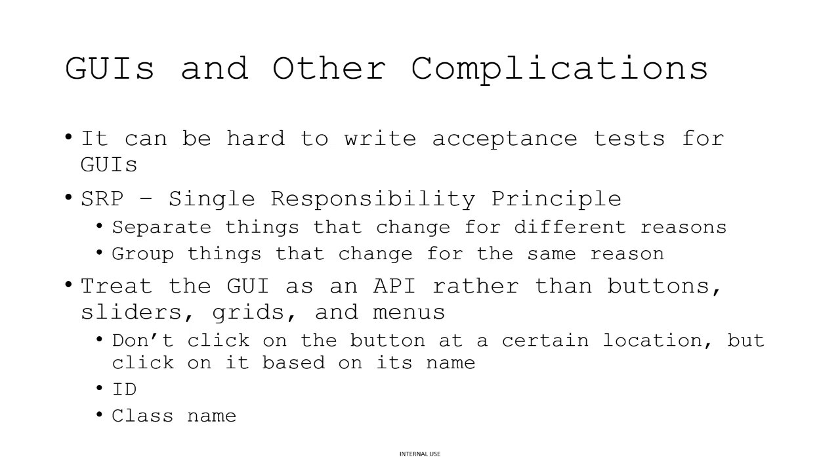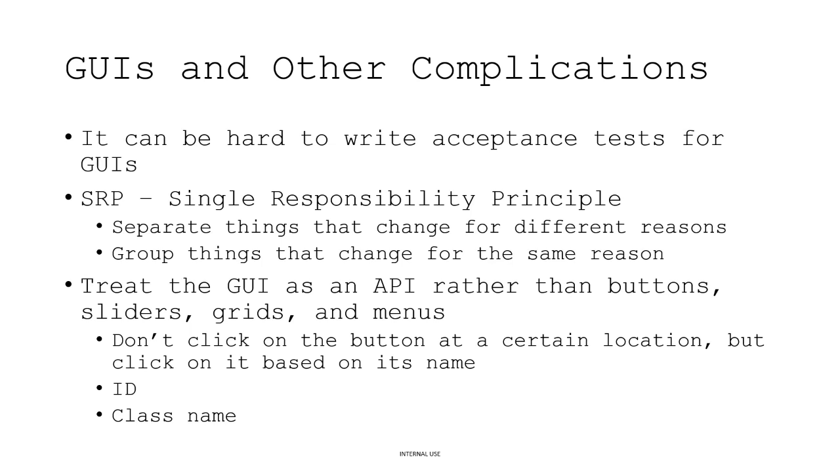So Uncle Bob advocates for this single responsibility principle. We've talked about this in his other book, where he basically says in your test, you should separate things that change for different reasons, and you should group things that change for the same reason. Essentially, you want to make your tests not breakable even when changes happen.